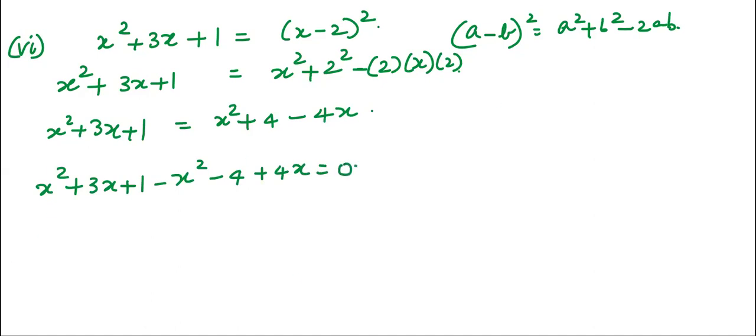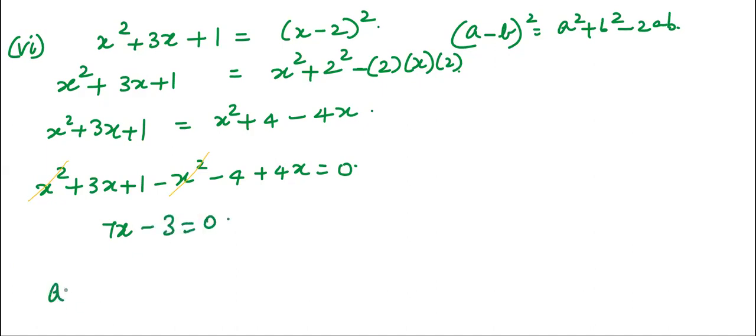Let's simplify now. So there is plus x square minus x square, we can cancel them. Then 3x and plus 4x. So that will become 7x now. So 7x, what about the constant? So 1 and there is a negative 4. So which is nothing but negative 3. So negative 3 is equal to 0.